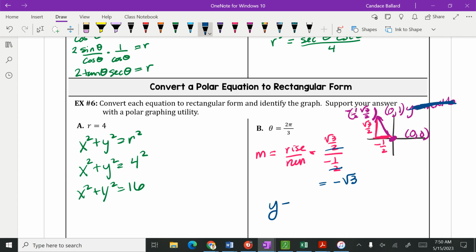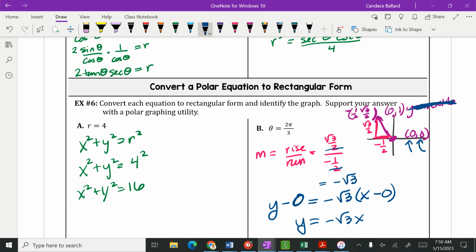So y minus, what's the y value? 0, right? What's my slope? Negative square root of 3. X minus, what's my x value? Of my point. 0. Did I really need to write all those zeros in there? If I was multiple choice, the answer would look like that, right? Y equals negative square root of 3x. And I have a rectangular equation all of a sudden, right? I got an equation of a line.